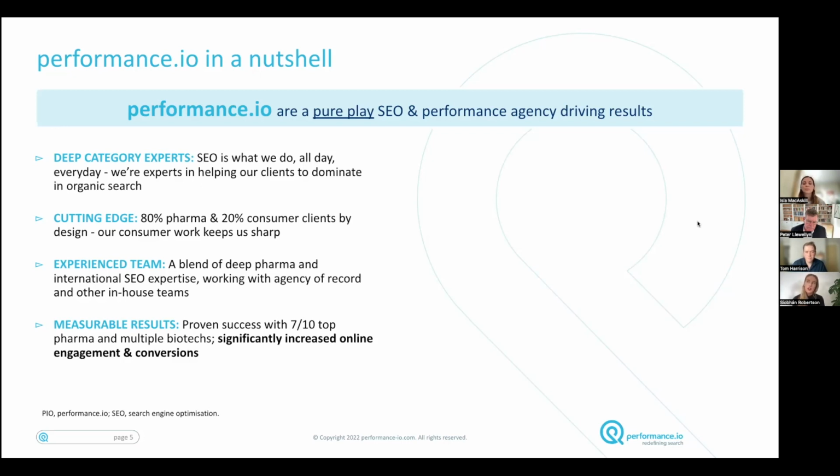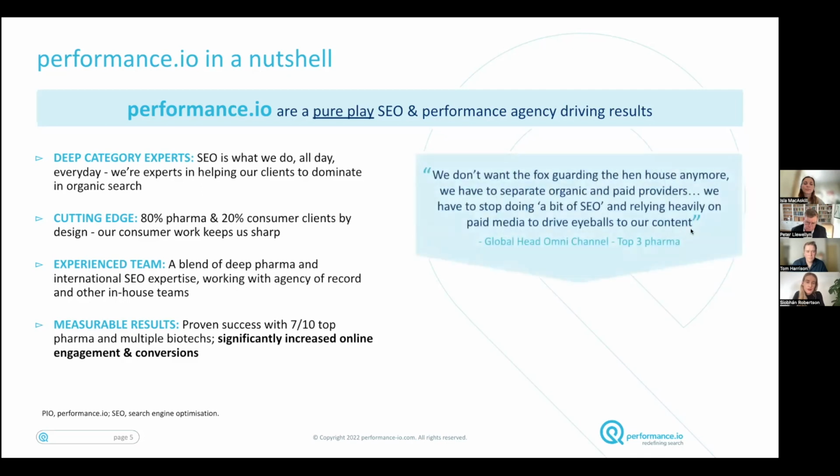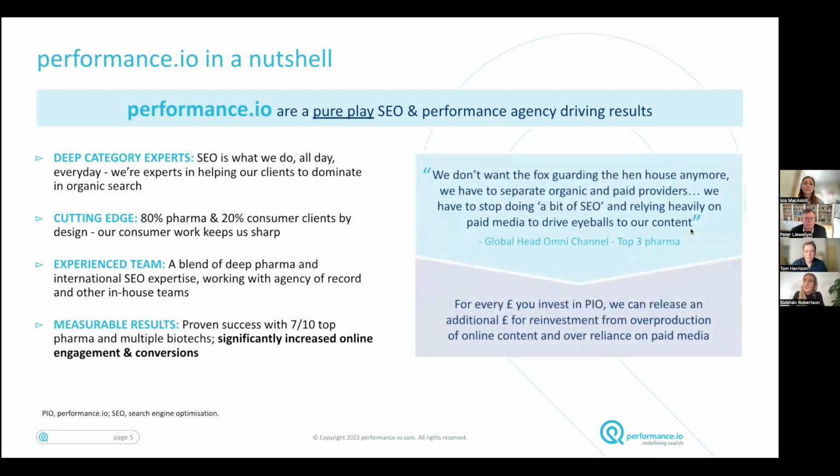So 80% of our portfolio is broadly speaking pharma and healthcare, but we do have 20% of more consumer-based clients, just to make sure that my team are challenged and kept sharp. We use those understandings to apply into healthcare and pharma. Experienced team, I think I've covered. It's intrinsically linked to us being deep category experts, but I can't stress enough that we're big on the data and results. It's literally in our name as an agency, performance.io.